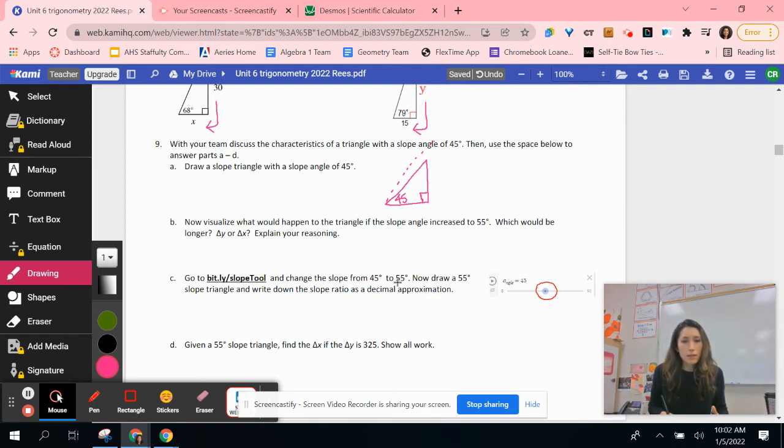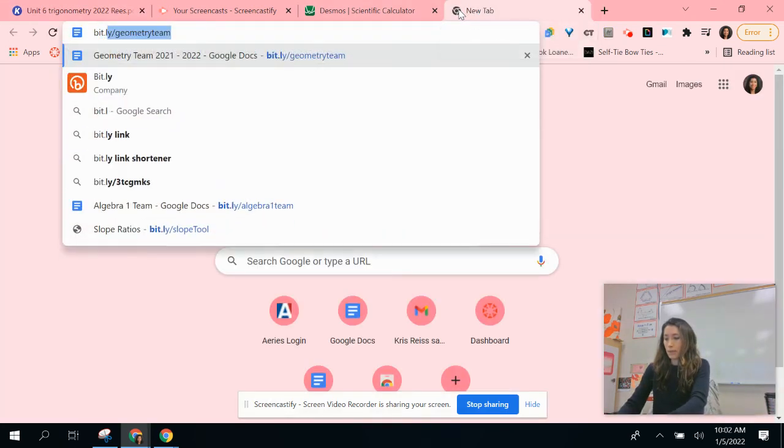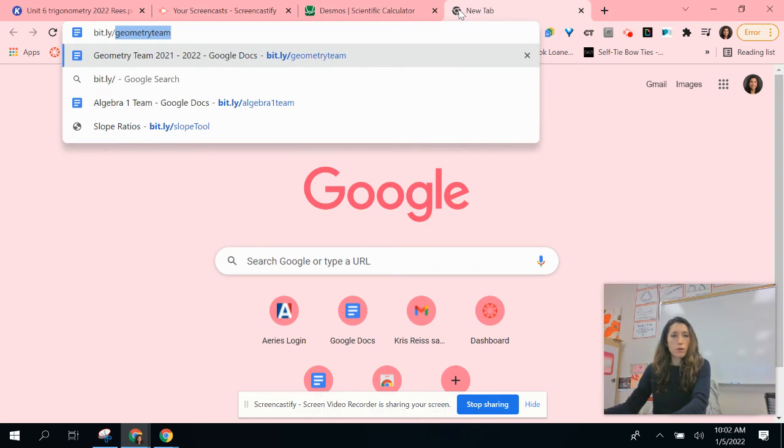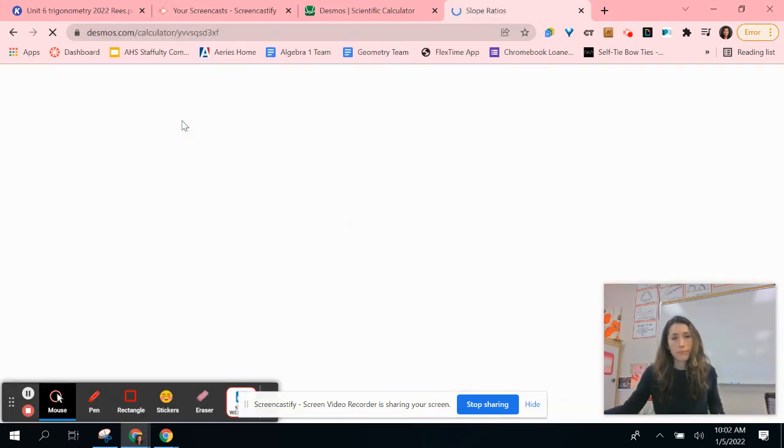And then we're going to look at this really cool slope tool, because not only are we going to be able to use the slope ratios for the triangles that we can create, but we can use it for anything. So let's put that in bit.ly. And then we'll do slope tool. Oh, I already typed it in yesterday.